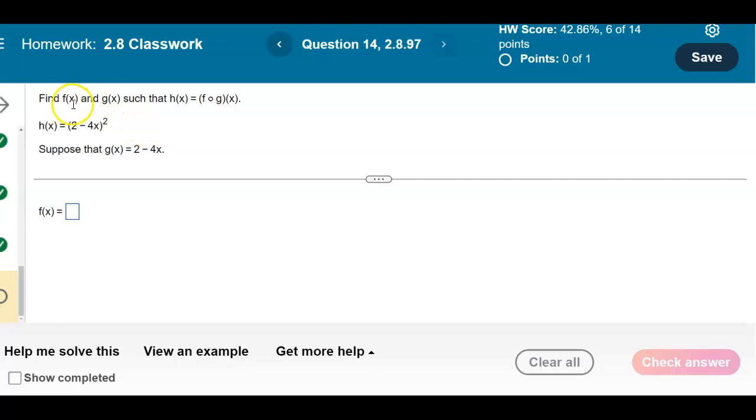Here we want to find f of x and g of x such that h of x is equal to f composite g of x. Now, we are given h of x, which is equal to (2 minus 4x) squared. And it's telling us suppose that g of x is equal to 2 minus 4x. So that means we want to find f of x.